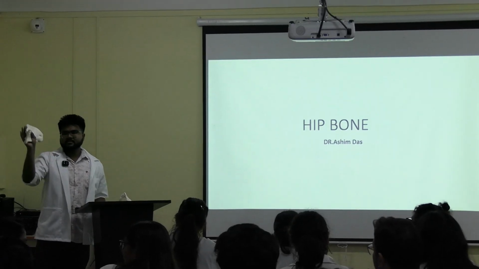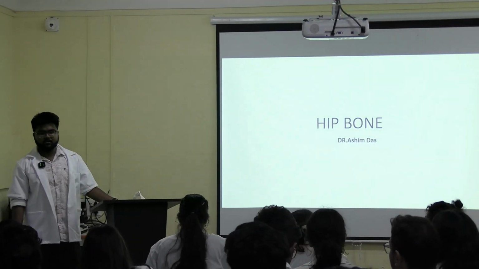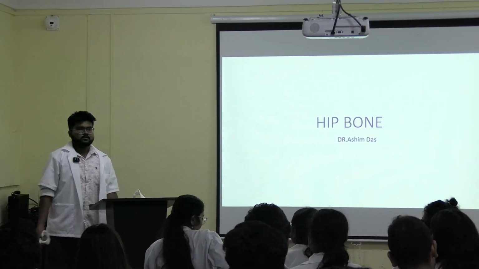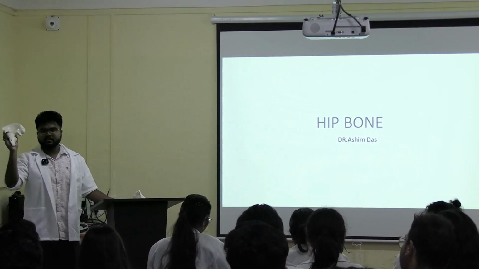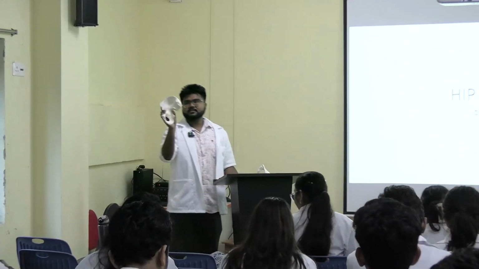So today we will discuss the most important and one of the toughest bones in the lower limb. This is the hip bone. Where is it located? This is located mainly in our hip region. And this is an irregular, large-shaped bone.